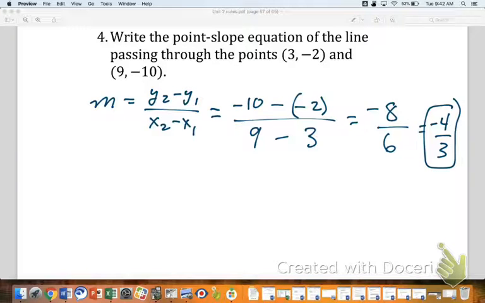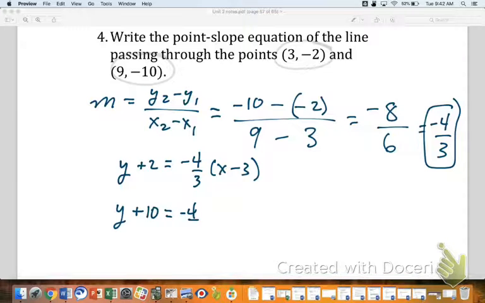And then if I was going to go ahead and answer this question, writing the point slope equation of the line, which point do I use? Do I use this point here or that point there? Either one. It actually doesn't matter. If both those points are on the line, then either one of them should work. So this one, you could actually have two very different looking answers. You could have y plus 2 equals negative 4/3 times x minus 3. That would be if you used point number 1. If you used point number 2, it would be y plus 10 equals negative 4/3 times x minus 9.